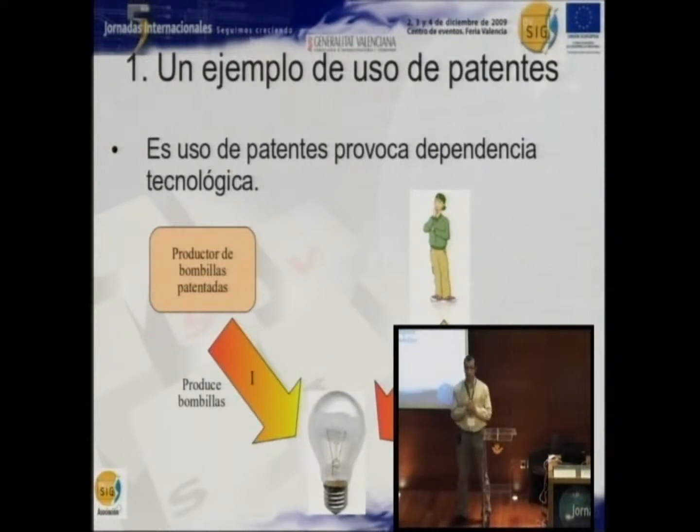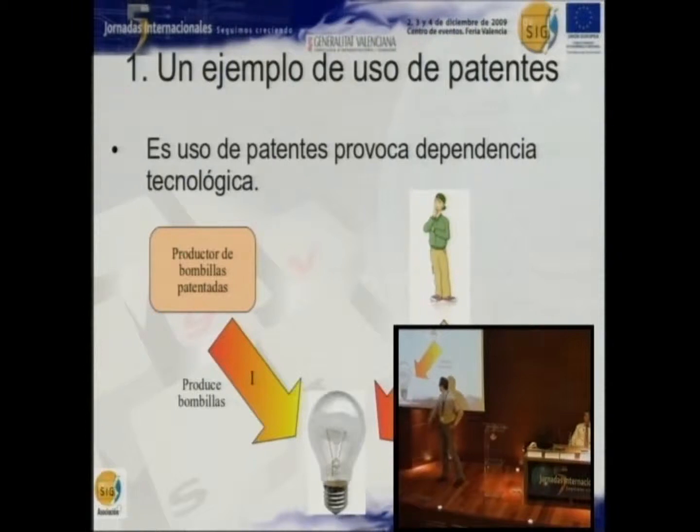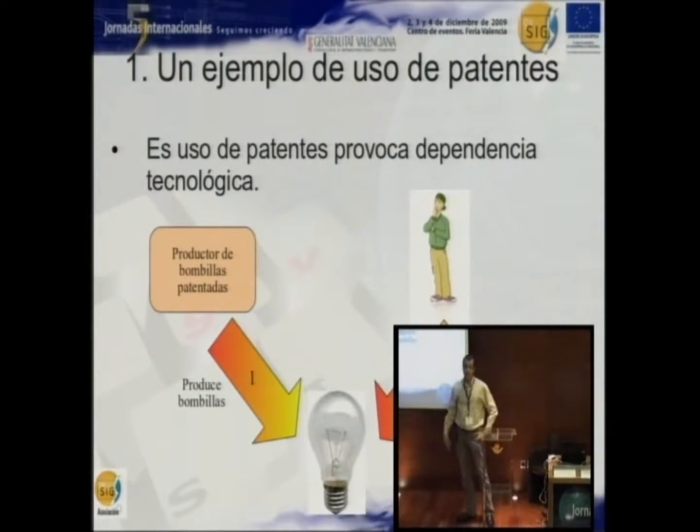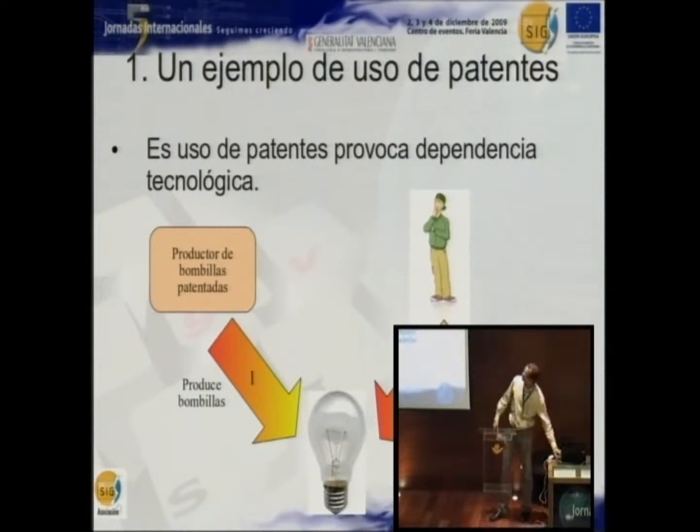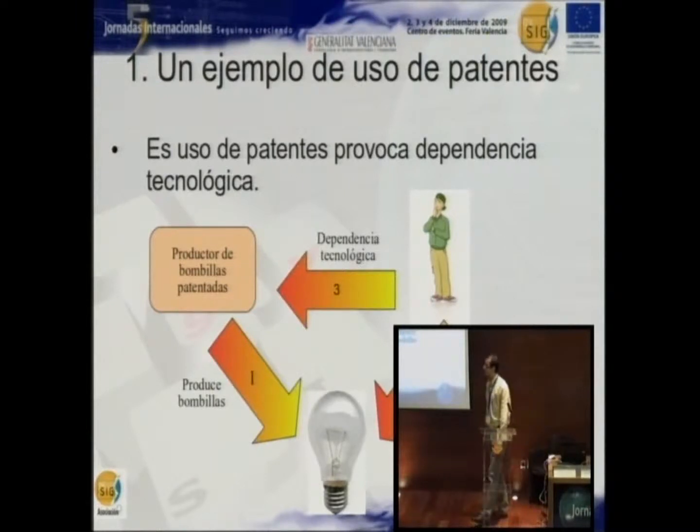What's the problem in here then? Well, the use of patents causes what we call technological dependence. Let's say we have a patented bulb manufacturing company, Mr. Edison's company. He's a light bulb producer. Obviously, he's got a patent on them. And on the other hand, we have our friend here, gvSIG, who comes and buys bulbs because he wants to make the most of a great invention. So he buys 7 boxes full of light bulbs.